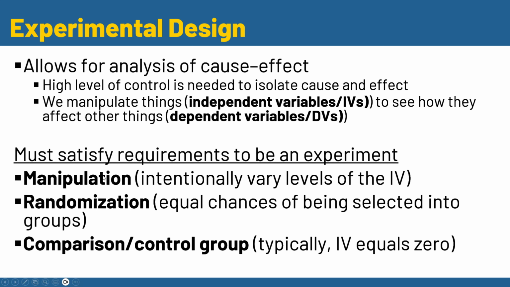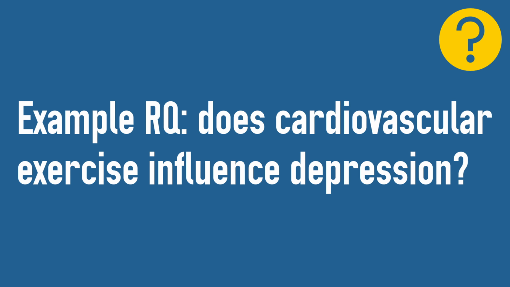And some sort of comparison or control group. In this case, typically the independent variable equals 0. So to use an example to explain this, let's say we have a research question of if cardiovascular exercise influences depression, right? So like if someone's depressed and they're running, are they going to feel less depressed? Do people who exercise a lot, like running, biking, skiing, whatever it may be, are they generally less depressed than people who don't do that? So on and so forth.